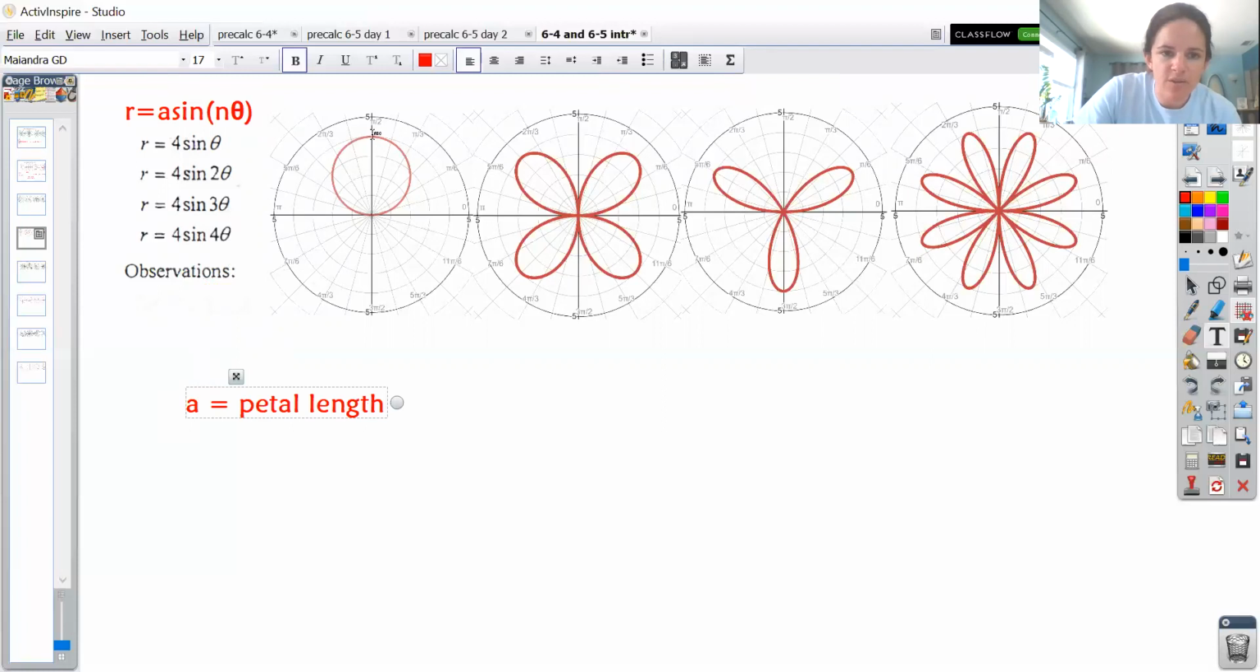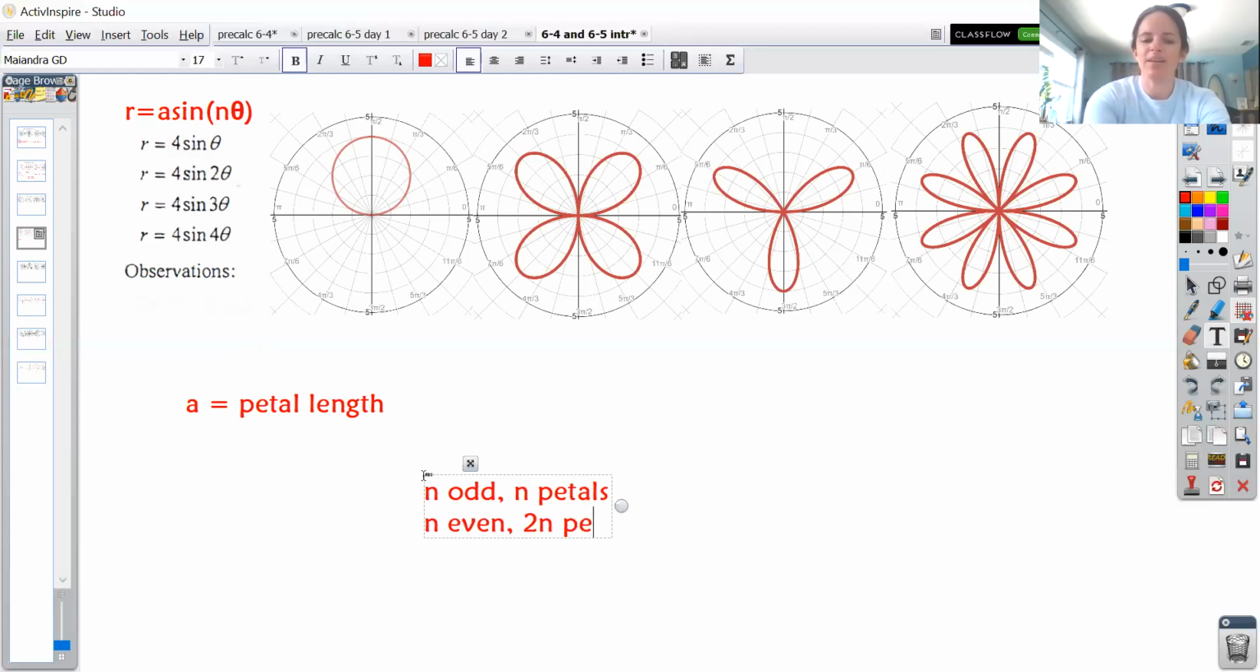Because here this goes up to 4. Here is hard to tell on your graphing calculator, but you can tell on my graph that it goes out to 4. And then here you can tell that this bottom one that's on the negative side of the y-axis goes to 4. So I would think it was a safe assumption that we can say that a is the petal length there. Did our observation with the number of petals hold true here? And yes, it does. So good job if you made that observation again, that if n is odd, then there are n petals, but if n is even, then there are 2n petals.